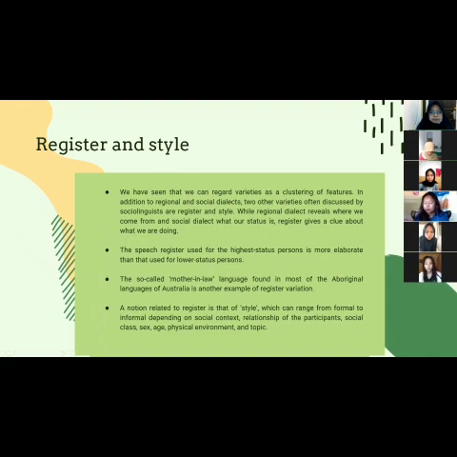The second point, speech register used for the high status person is more elaborate than that used for lower status persons. The third point, the so-called mother-in-law language found in most of the Aboriginal languages of Australia is another example of register variation. And the last point, a notion related to register is that of style, which can range from formal to informal depending on social context, relationship of the participants, social class, sex, age, physical environment, and topic.